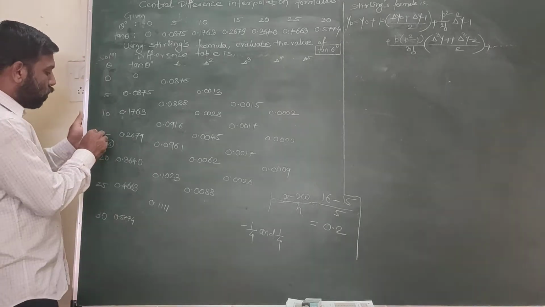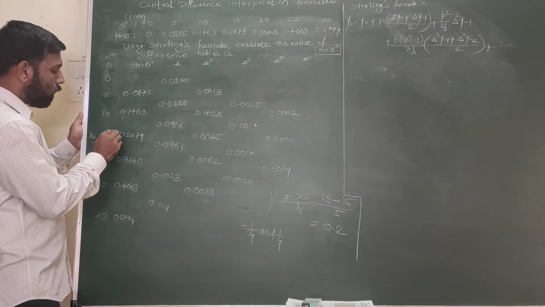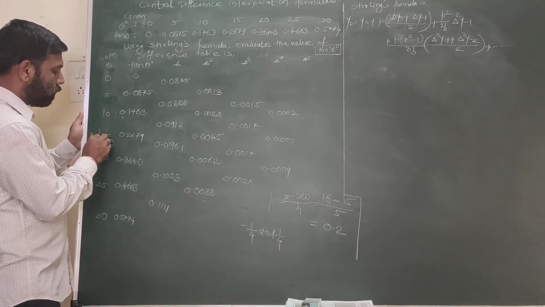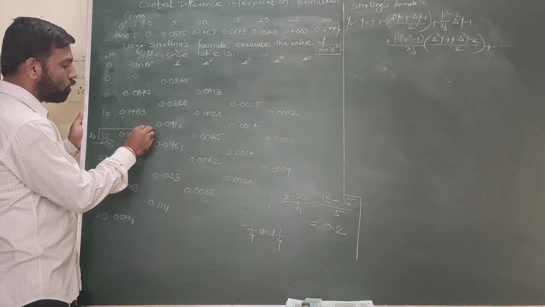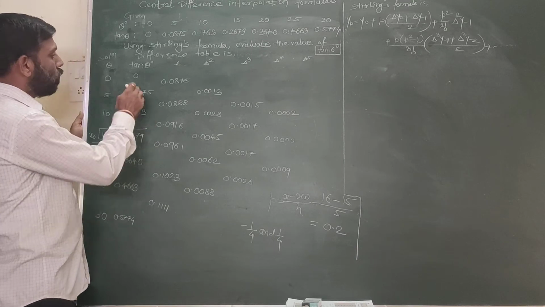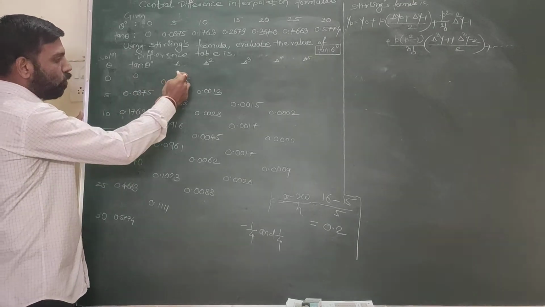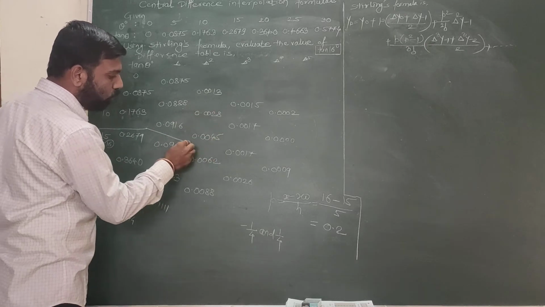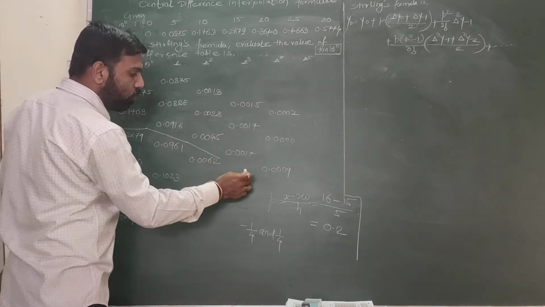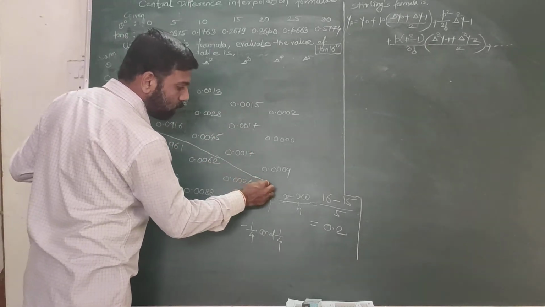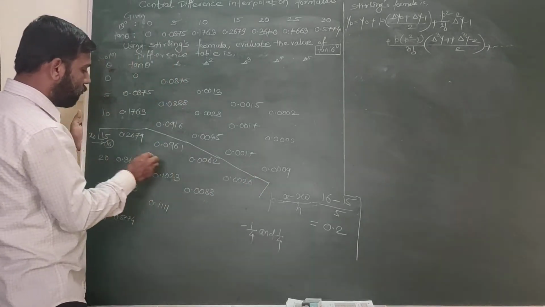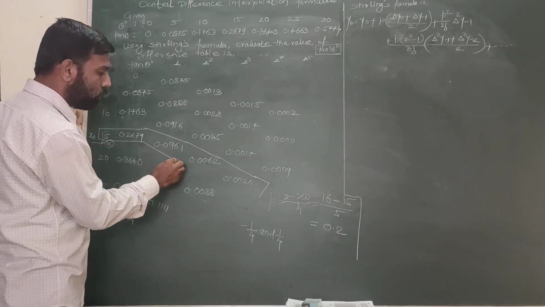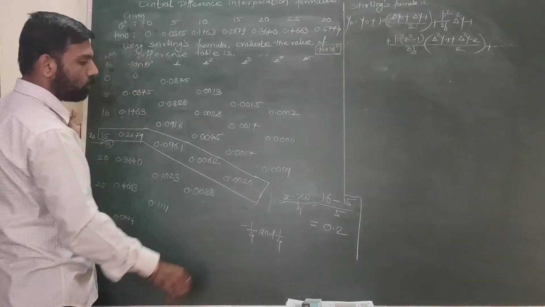Now this is our x0, this becomes y0. So these are the highlighted values: first, second, third, fourth term. These are the respective values we have to consider.